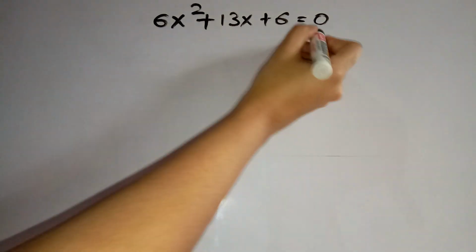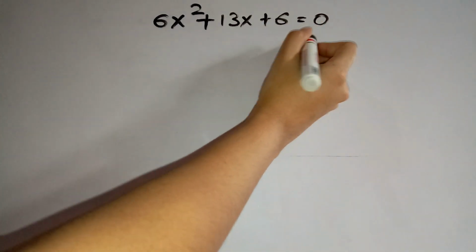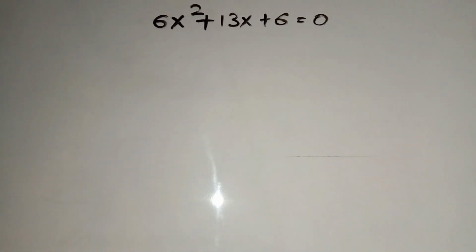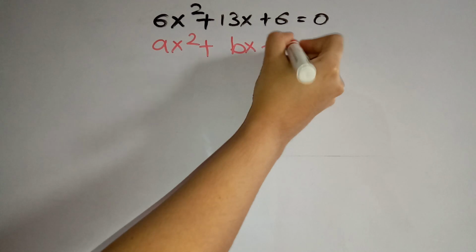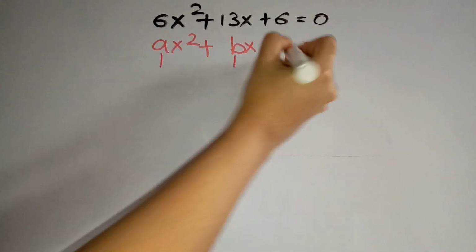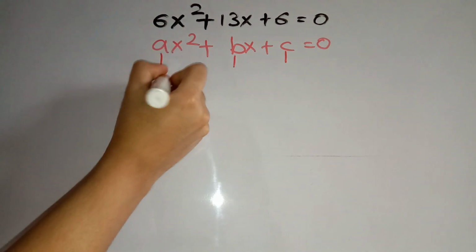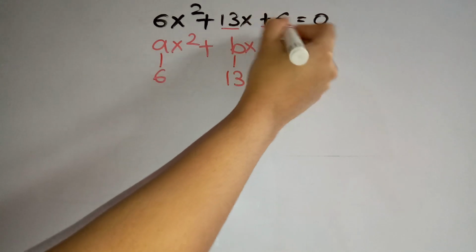This is the given quadratic equation and we need to find the factors for this quadratic equation. The first step is to compare this equation with ax square plus bx plus c is equals to 0 and find out the values of a, b and c. So the value of a is 6, the value of b is 13 and the value of c is plus 6.